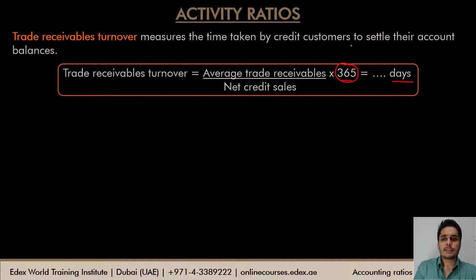If I multiply this ratio by 52 instead of 365, I would get this ratio in weeks. If I want the ratio in months, I could multiply by 12 and then I would get the ratio in months, and so on.